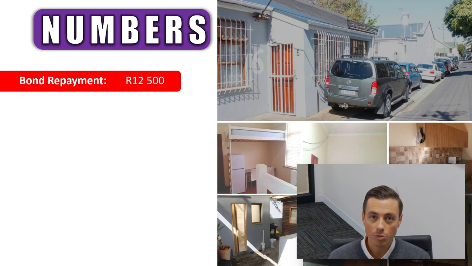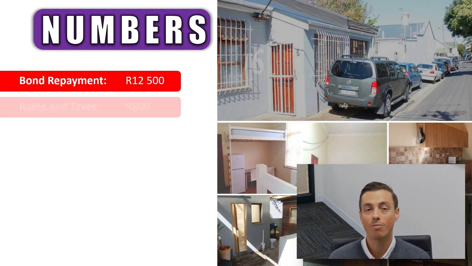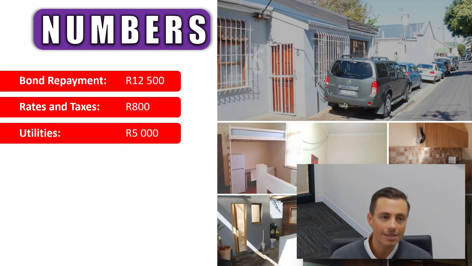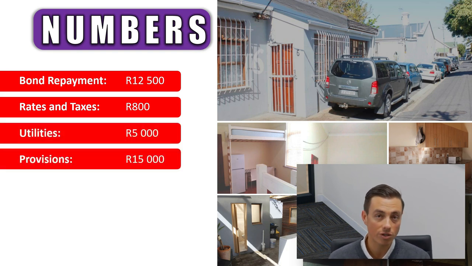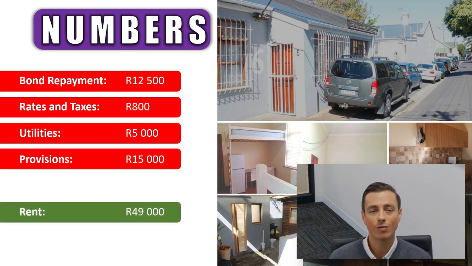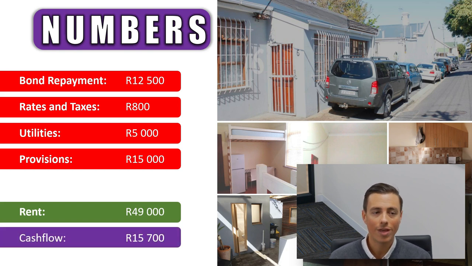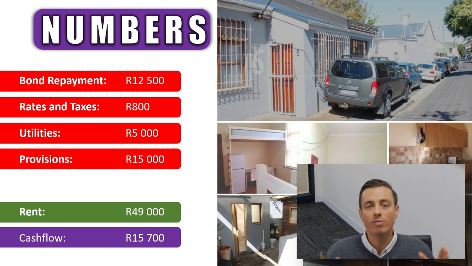We've got a bond on this property, 100% finance, for 12,500 Rand in monthly repayments. There's rates and taxes, utilities, provisions. Obviously, we're only working on a 10-month cycle, not a 12-month cycle, so our provisions are really high to account for that. We're making 49,000 Rand in monthly rental with a cash flow of 15,700. The reason why we're able to get a lot of students into the property is because of the size of the property, but also because of the demand.